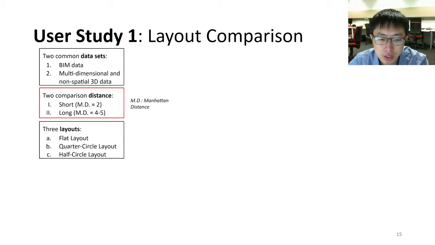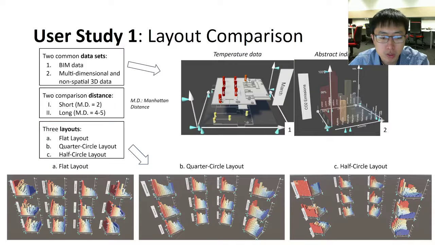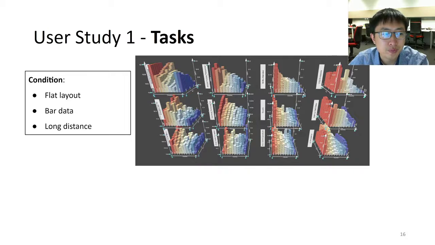We vary the locations of the multiples to compare within the grid, controlling for distance between the 2 that need to be compared. In the short condition, the 2 multiples are at a Manhattan distance of 2, meaning that participants can do the task with both multiples simultaneously in their field of view. In the long condition, the Manhattan distance was 4 or 5. We also test 3 layouts: flat, quarter circle, and half circle. We focus on horizontal curvature, similar to existing large displays.